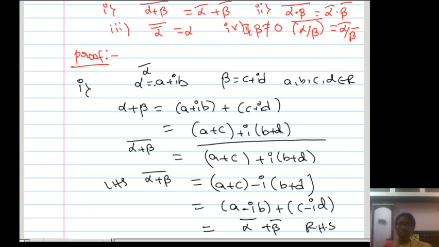Here alpha is equal to A plus iB, which means alpha bar is A minus iB. If beta is C plus iD, then beta bar is equivalent to C minus iD. So what did I prove here? First I took the LHS, then I proved the RHS. So for the LHS, first do the addition, then apply the conjugate. It is equivalent to alpha bar plus beta bar. Next point. The second one, multiplication.